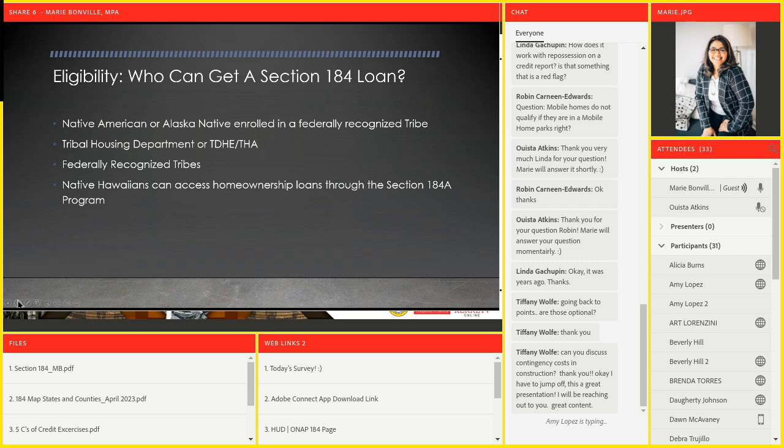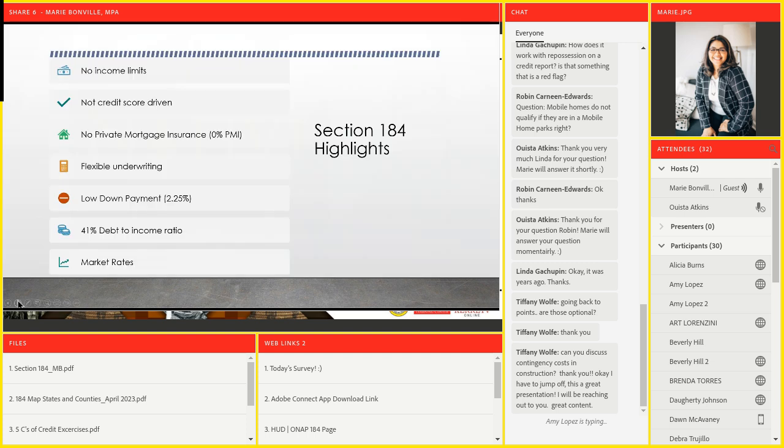Who's eligible for the Section 184 loan? That's your Native American or Alaska Natives enrolled in federally recognized tribes. Tribal housing departments or TDHEs can also purchase property using Section 184. Typically, they tend to use Title VI as well, but Section 184 is available to the housing department or TDHE. Of course, the tribe can always purchase as well as an entity. We do have tribal housing departments that utilize these funds. And then Native Hawaiians access Section 184A.